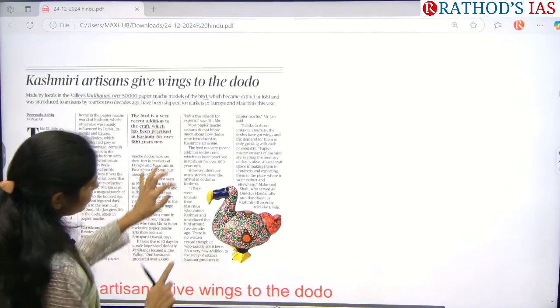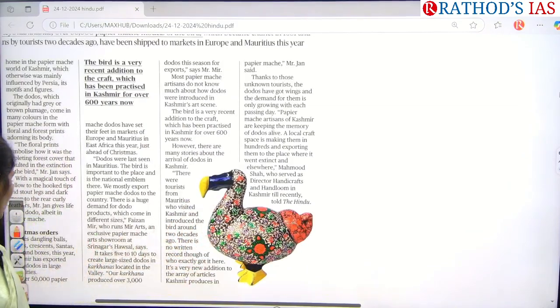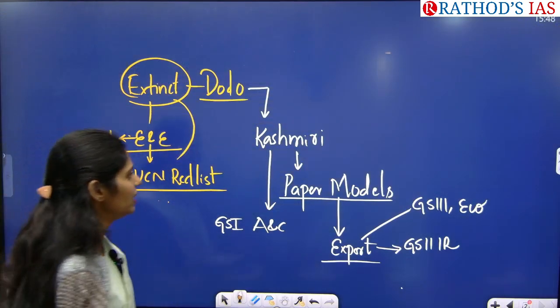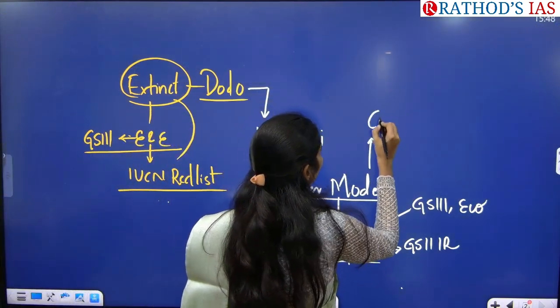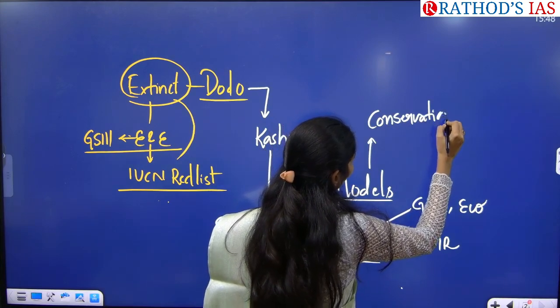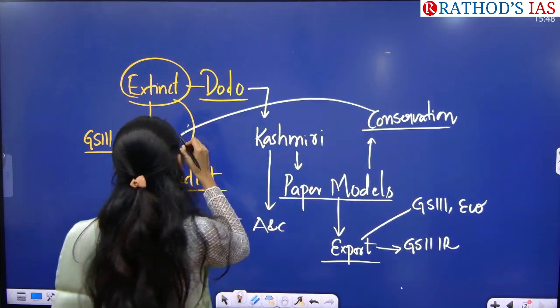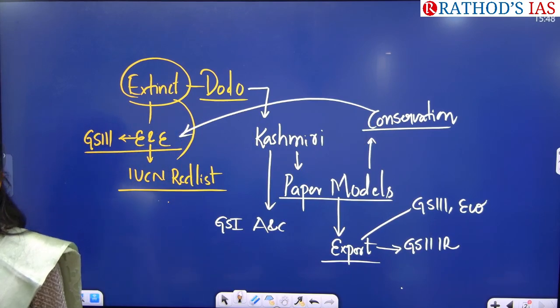Okay, so see this image. They are also painting a lot of things on this model. Especially whatever the designs they are painting there, it is giving some insights for conservation efforts. They are saying that we need to go for conservation. So this conservation is also part of your environment and ecology from GS paper 3.